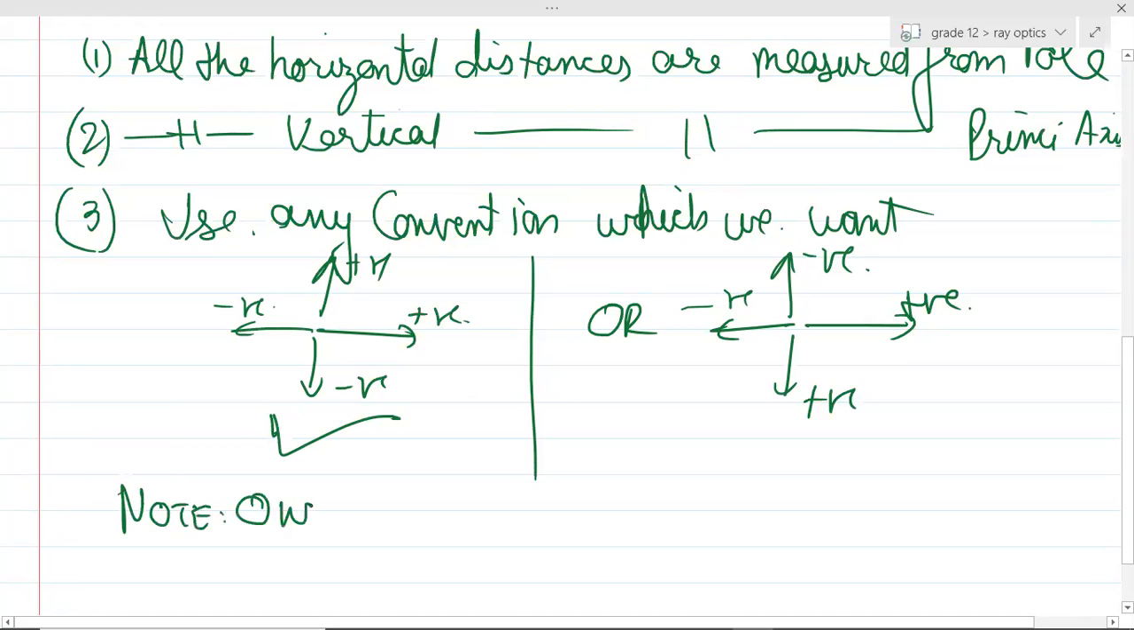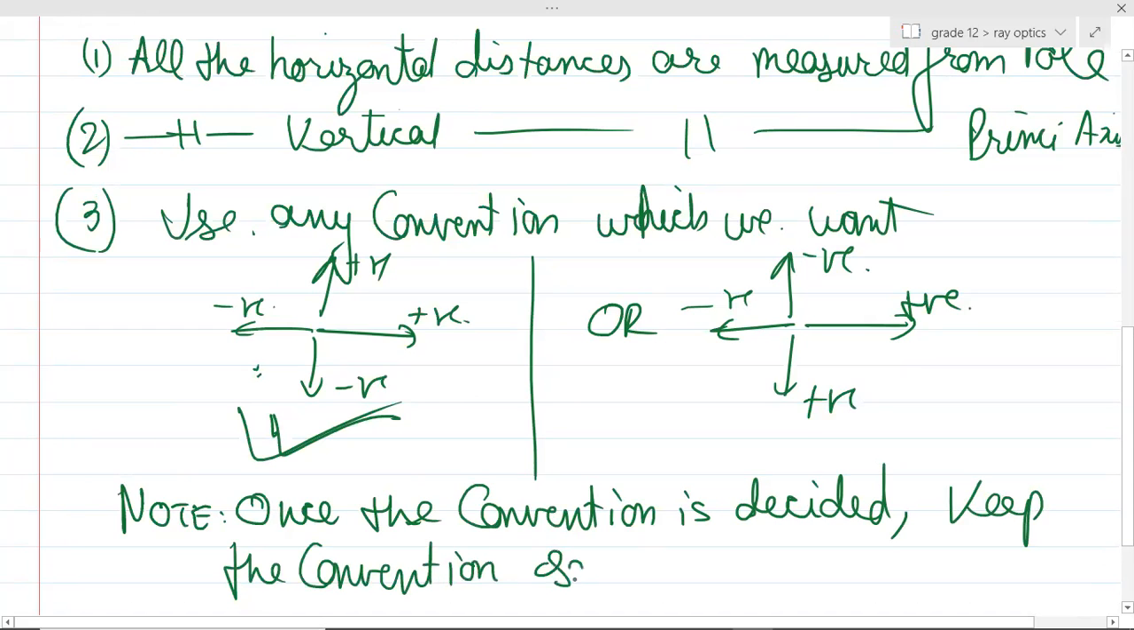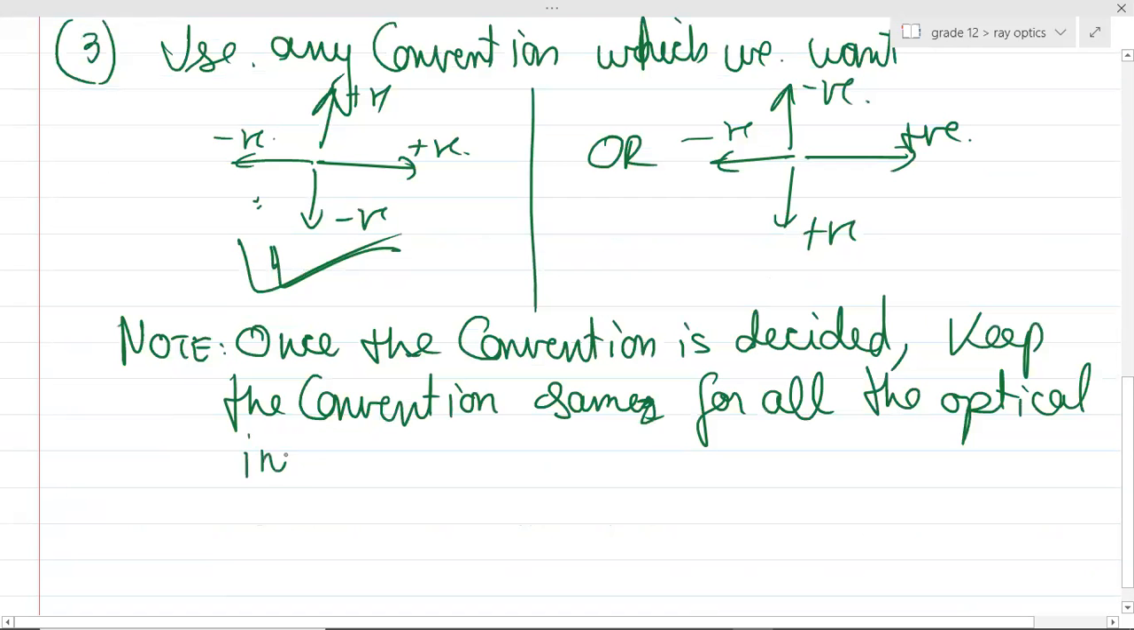Note, once the convention is decided, generally take this one, है ना? Once the convention is decided, keep the convention same for all the optical instruments. This is from experience, है ना? In a particular problem, I'll give you questions which are based on this concept.